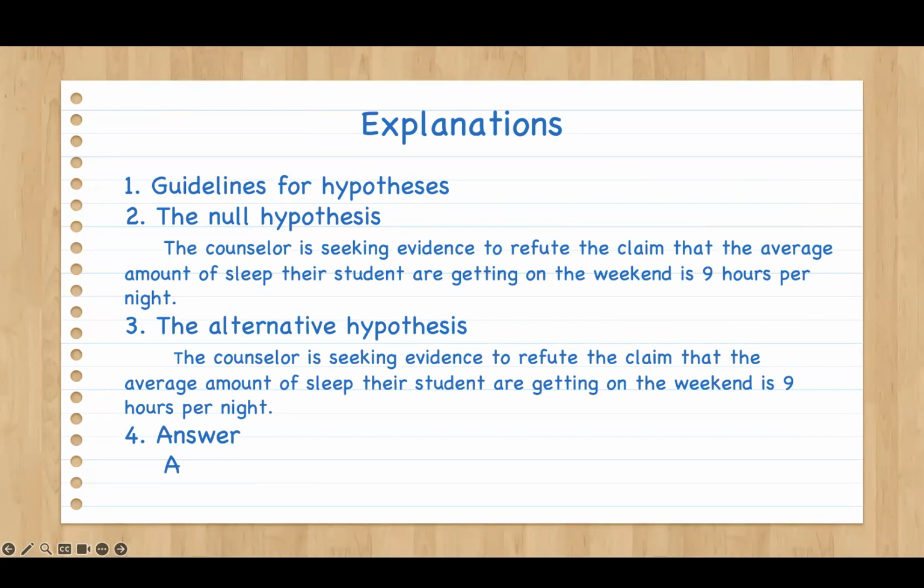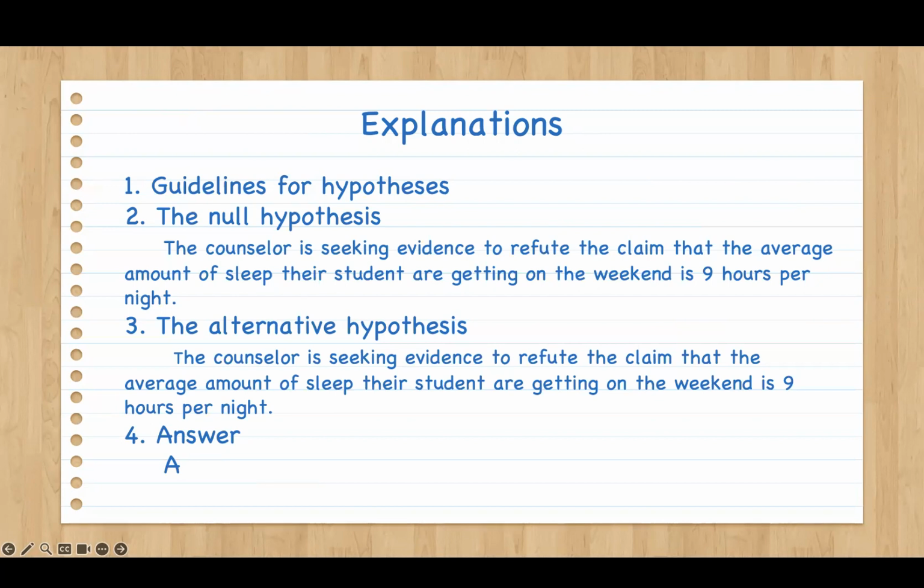In this situation, the counselor is seeking evidence to reject the claim that the average amount of sleep that students get on the weekend is 9 hours per night. So if mu is the average amount of sleep that students at this school get per night on the weekend, the null hypothesis is H0: mu is equal to 9 hours.